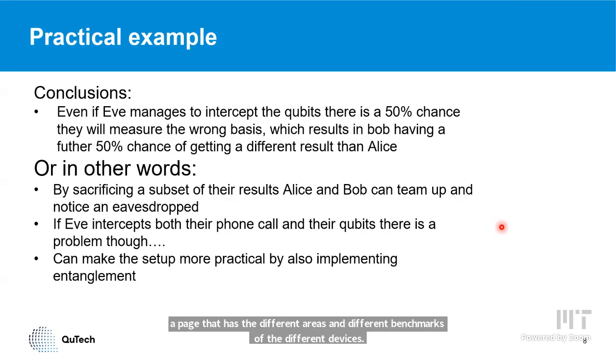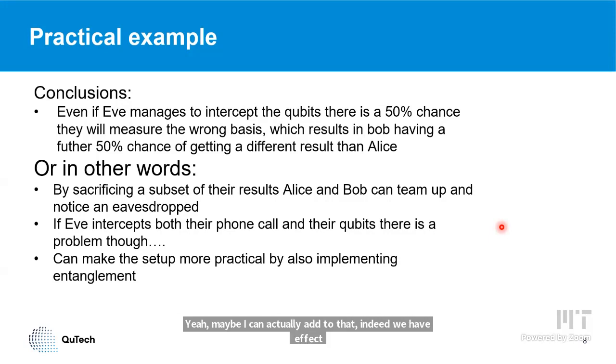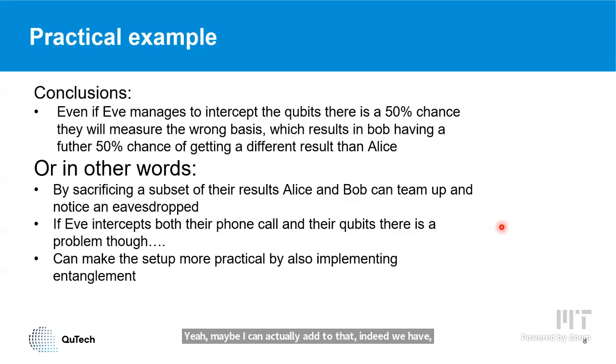Yeah, maybe I can quickly add to that. Indeed, we have fact sheets on our website. If you go to our website and go to our landing page, there you find a part with specifics of our hardware backends. You also find a knowledge base, and there you can find detailed single qubit gate fidelities and two qubit gate fidelities, readout fidelities for the hardware backends.